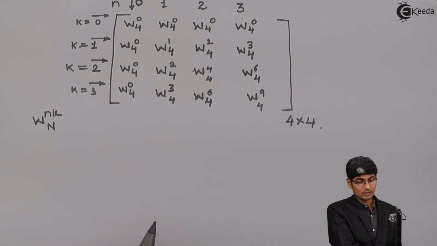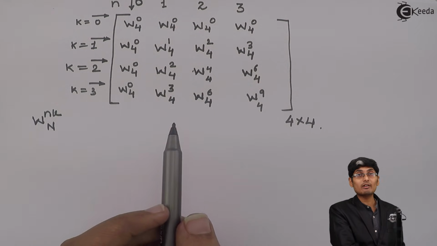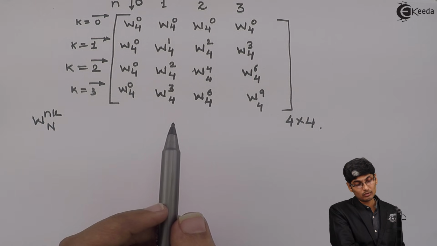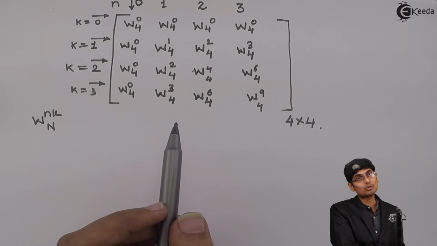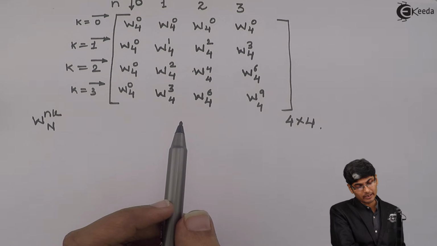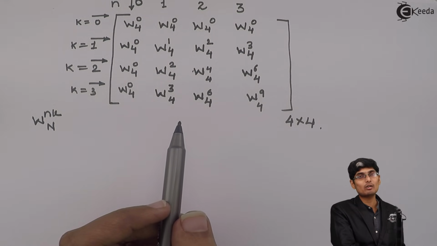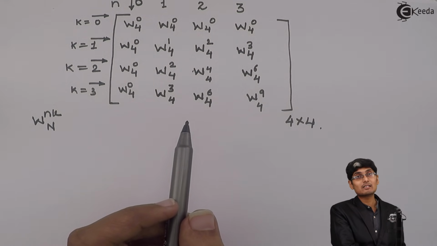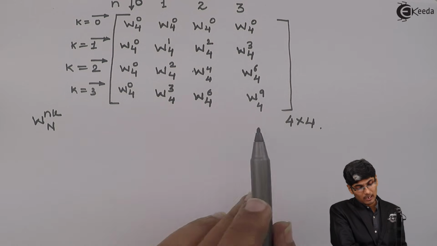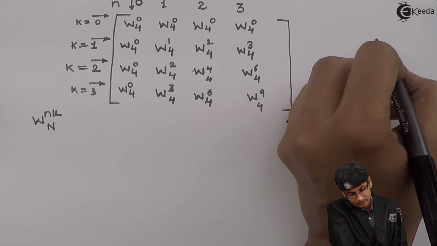Now you would ask a question: okay sir, previously we have seen that there are only 4 values, W4 raised to 0, 1, 2 and 3. How to get the values W4 raised to 4, W4 raised to 6 and W4 raised to 9? And the logic is very simple.